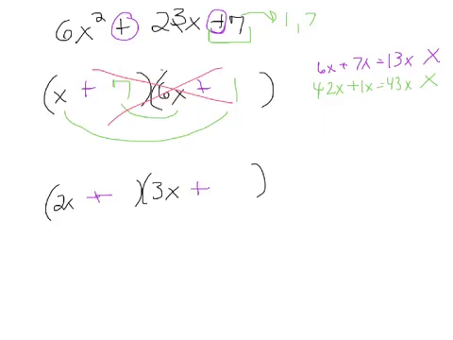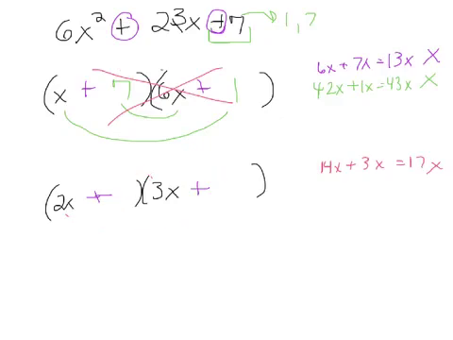So now let's look at the 2x and the 3x possibility as my first terms. Well, let's try putting a 1 here and a 7 here. Check my inner, check my outer. I get 14x plus 3x, which gives me 17x. It's not large enough, so then I need to go back and change that.